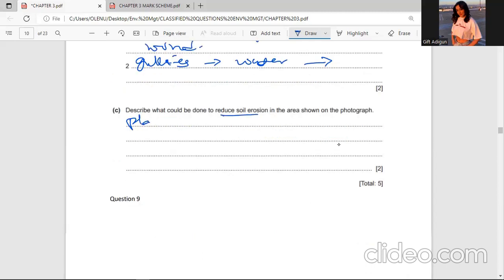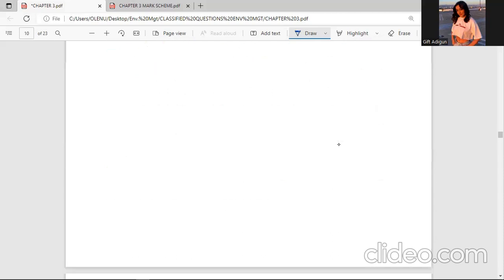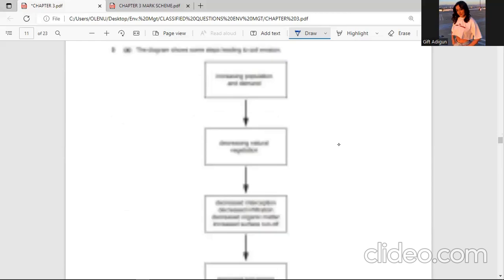Then describe what could help to reduce soil erosion by wind. You can bring in things I explained earlier, like terracing. You can create burrowing, contour plowing. I said, the diagram.